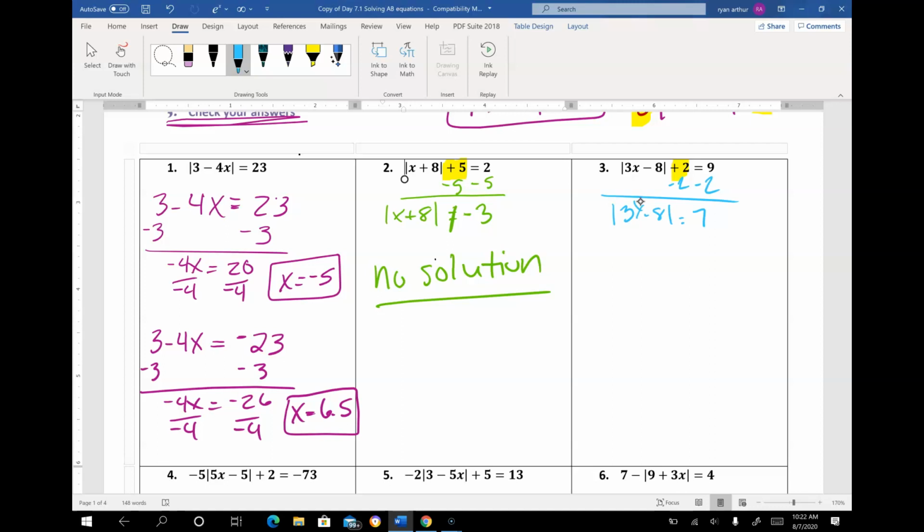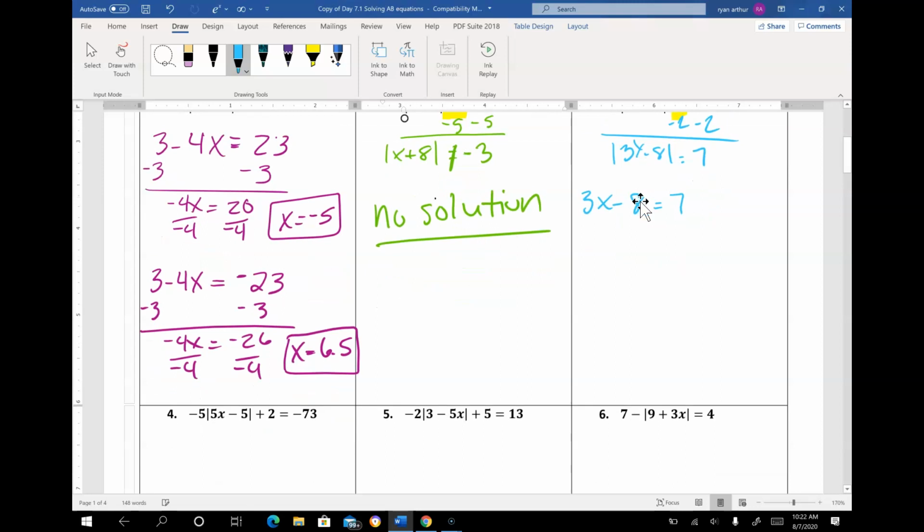So we're going to set it to the original number, and we're going to say 3x minus 8 is equal to the original number, 7, and then we're going to say 3x minus 8 is equal to the opposite, which would be negative 7. And now we're going to get x by itself. So we're going to add 8 to both sides, and we get 3x equals 15. Okay, and then we're still getting x by itself, so we're going to get rid of that 3 by dividing by 3. And x equals 5.